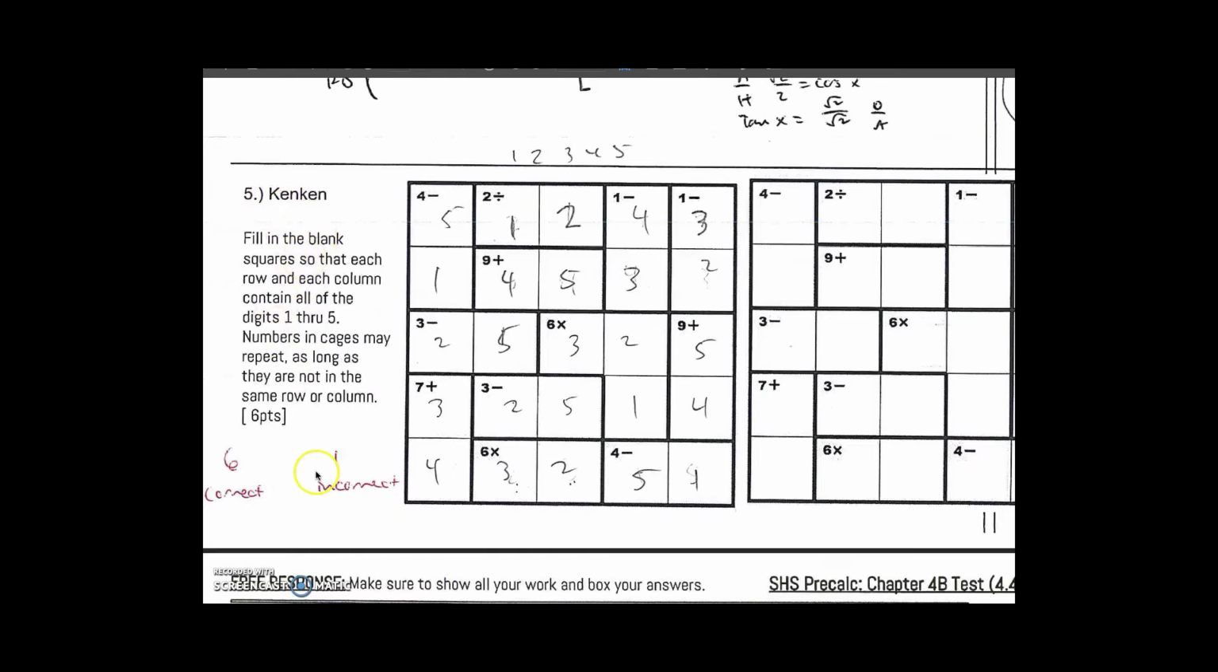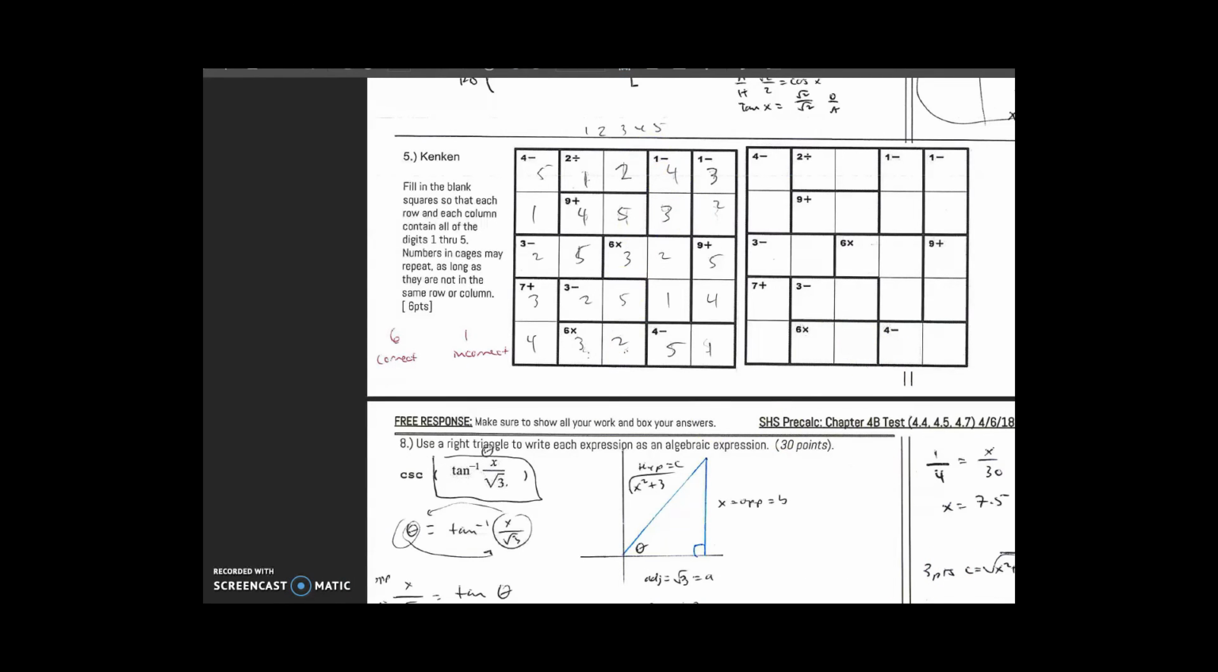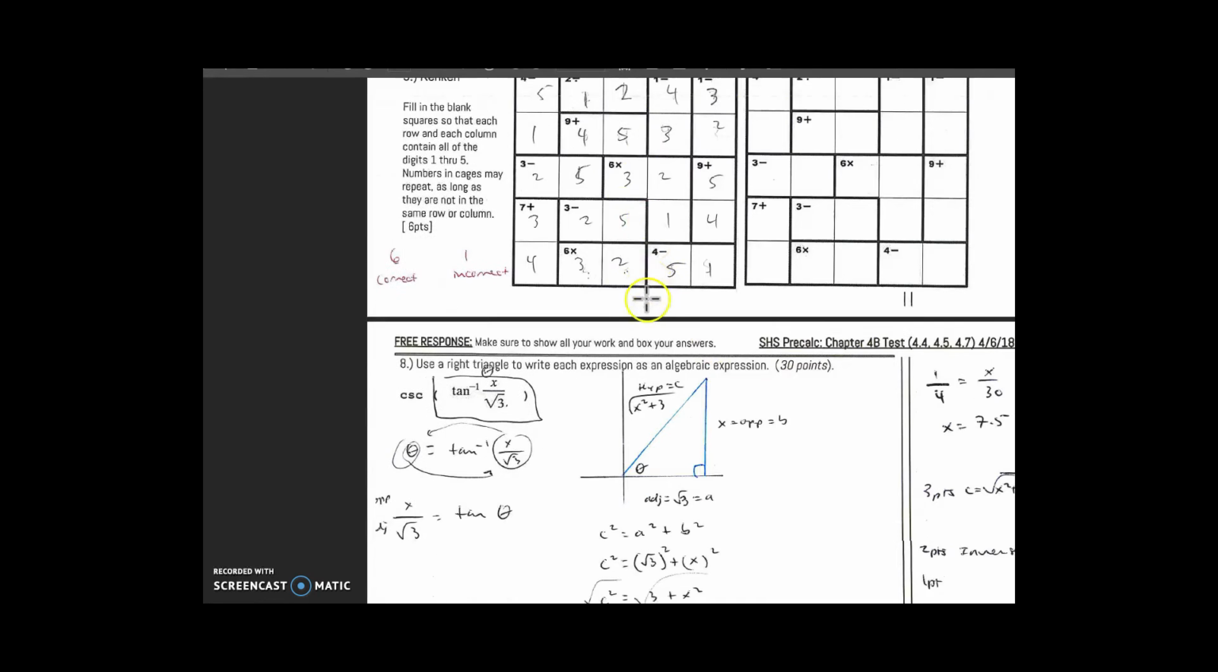Here's my solution for the Ken-Ken. 6 points for 5 by 5, and 1 point if it was incorrect. Versions B and C had a 4 by 4. This side was out of 40 points.